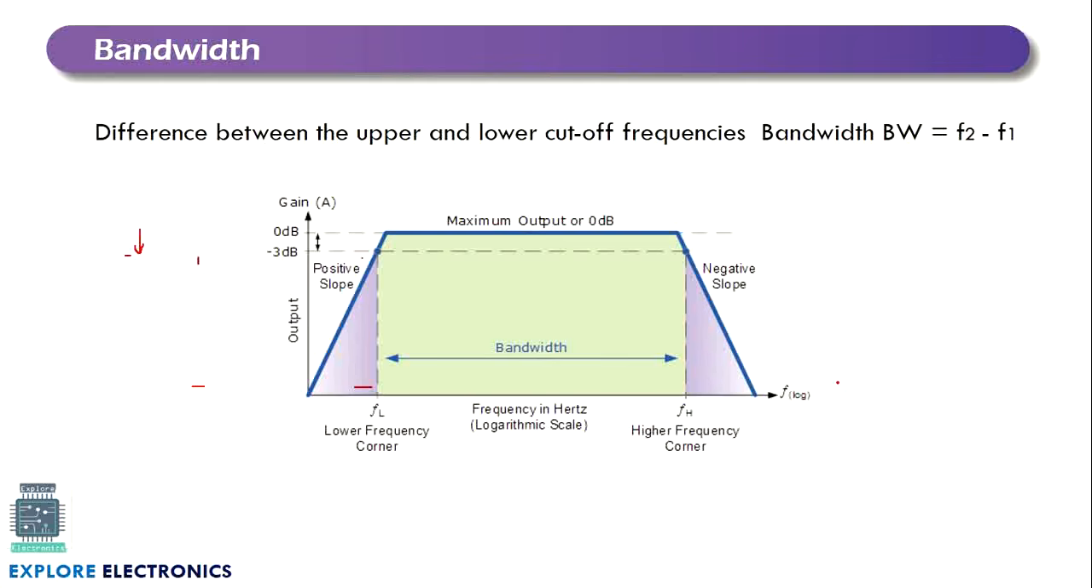And this figure might be giving more information, where you can observe here this is the bandwidth, and we are not going to consider these two areas. Why we are considering this as bandwidth is by taking 3 dB lower than the maximum output. This is the lower cutoff frequency and this is the higher cutoff frequency, and this is the bandwidth.